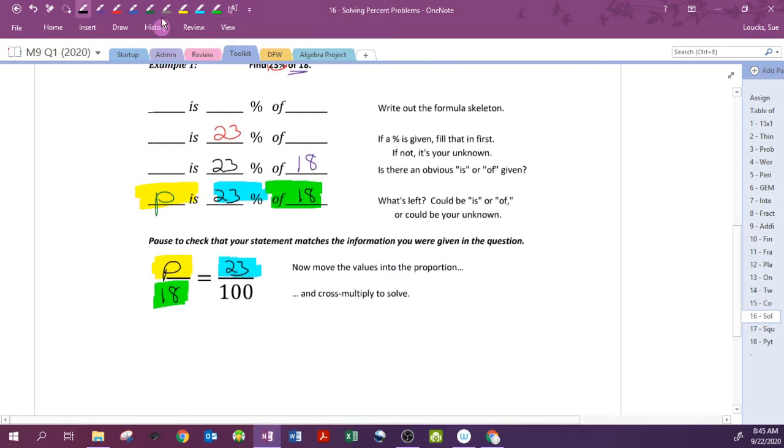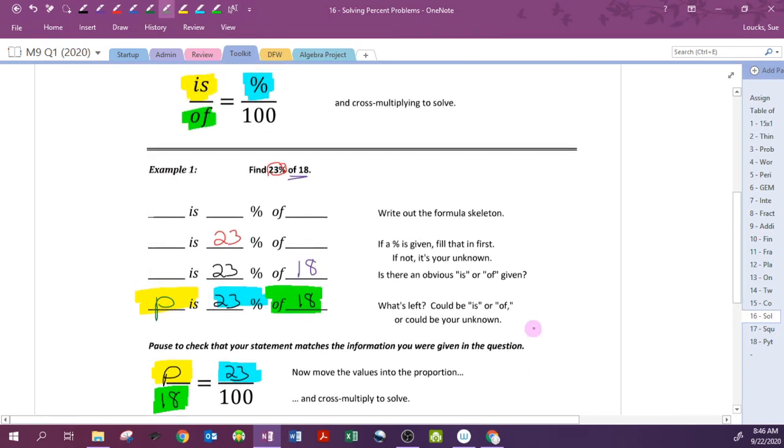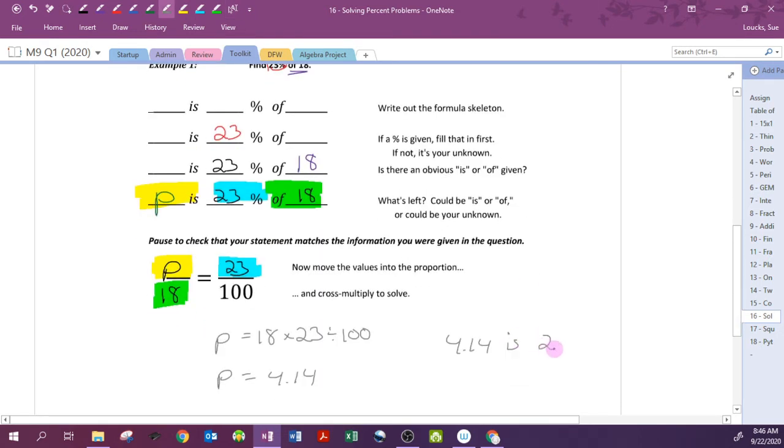So I get P equals 18 times 23 divided by 100. So P equals 4.14. Okay, so 4.14 is 23% of 18. Okay? Isn't that easy? Wasn't that really straightforward? The hard part here is putting it into this statement here. Okay, the calculation is easy. This is the part that's a little bit tricky.